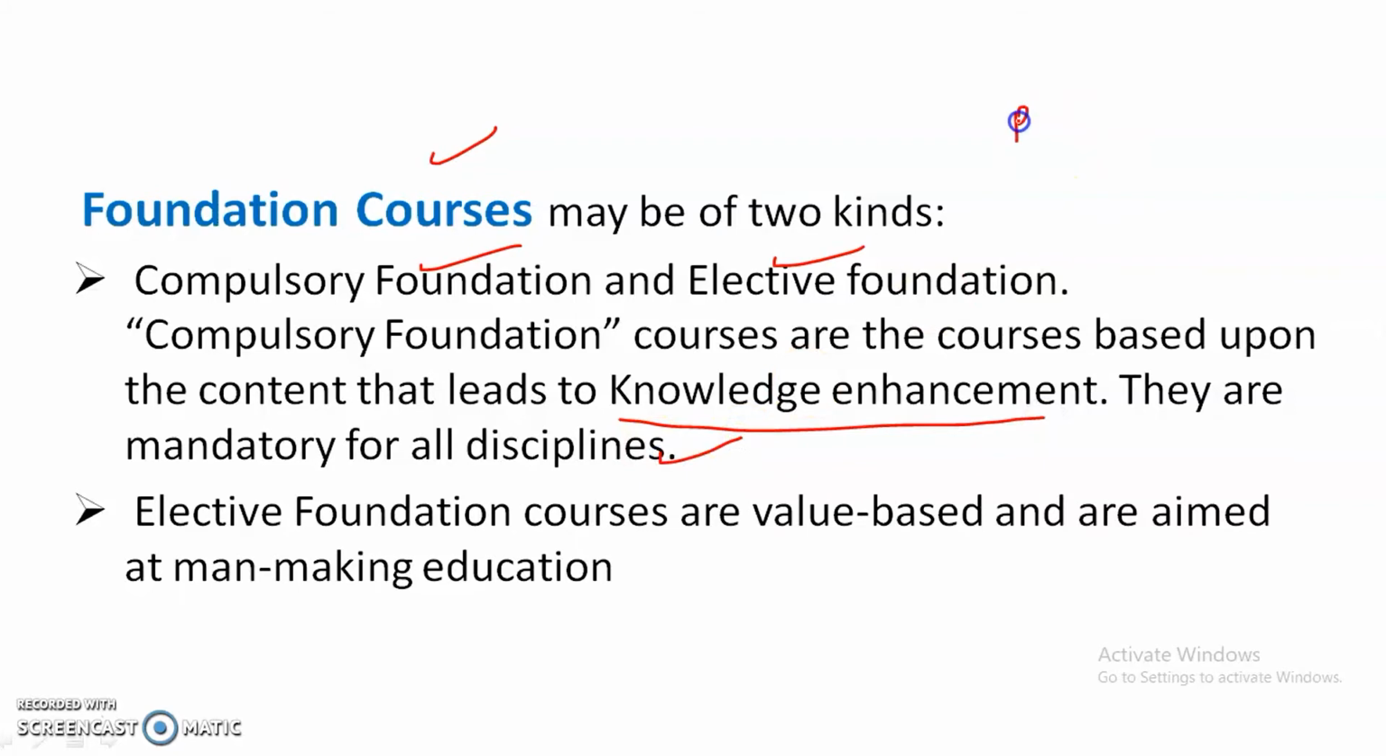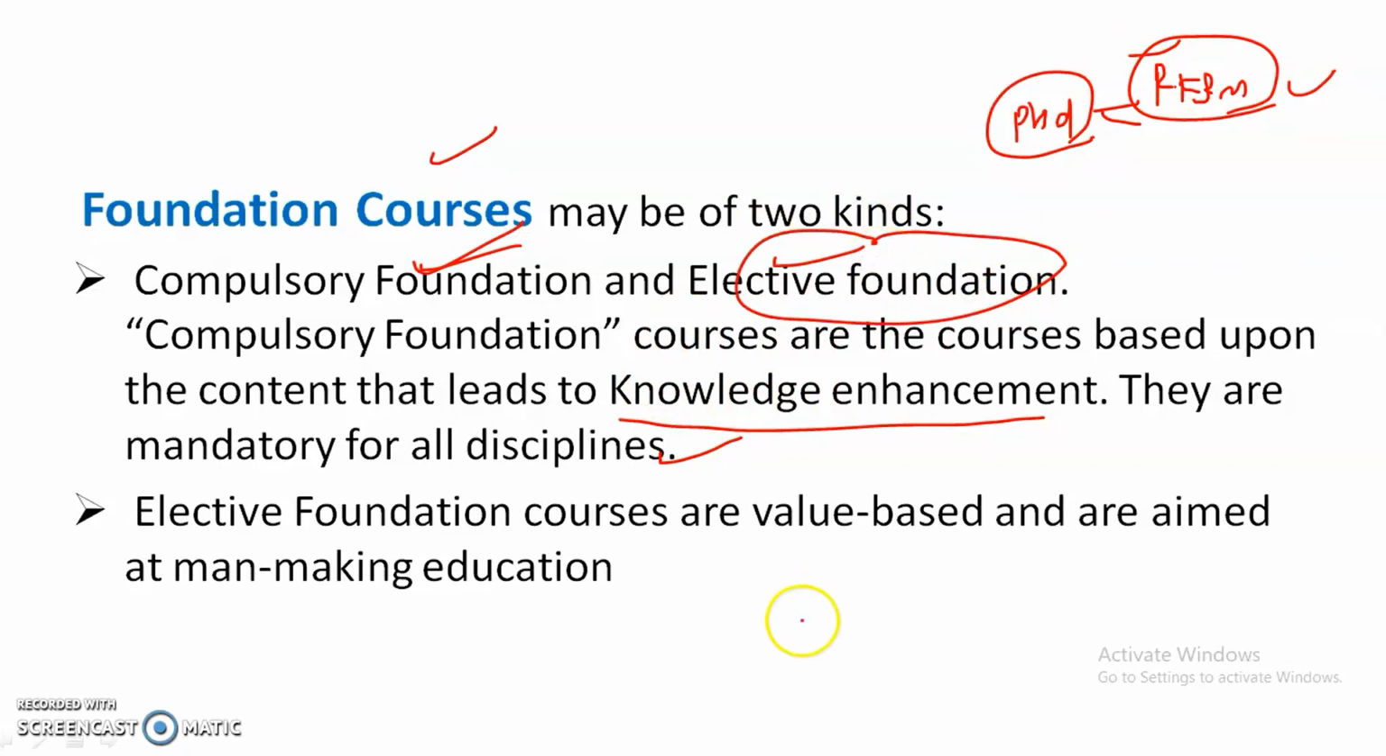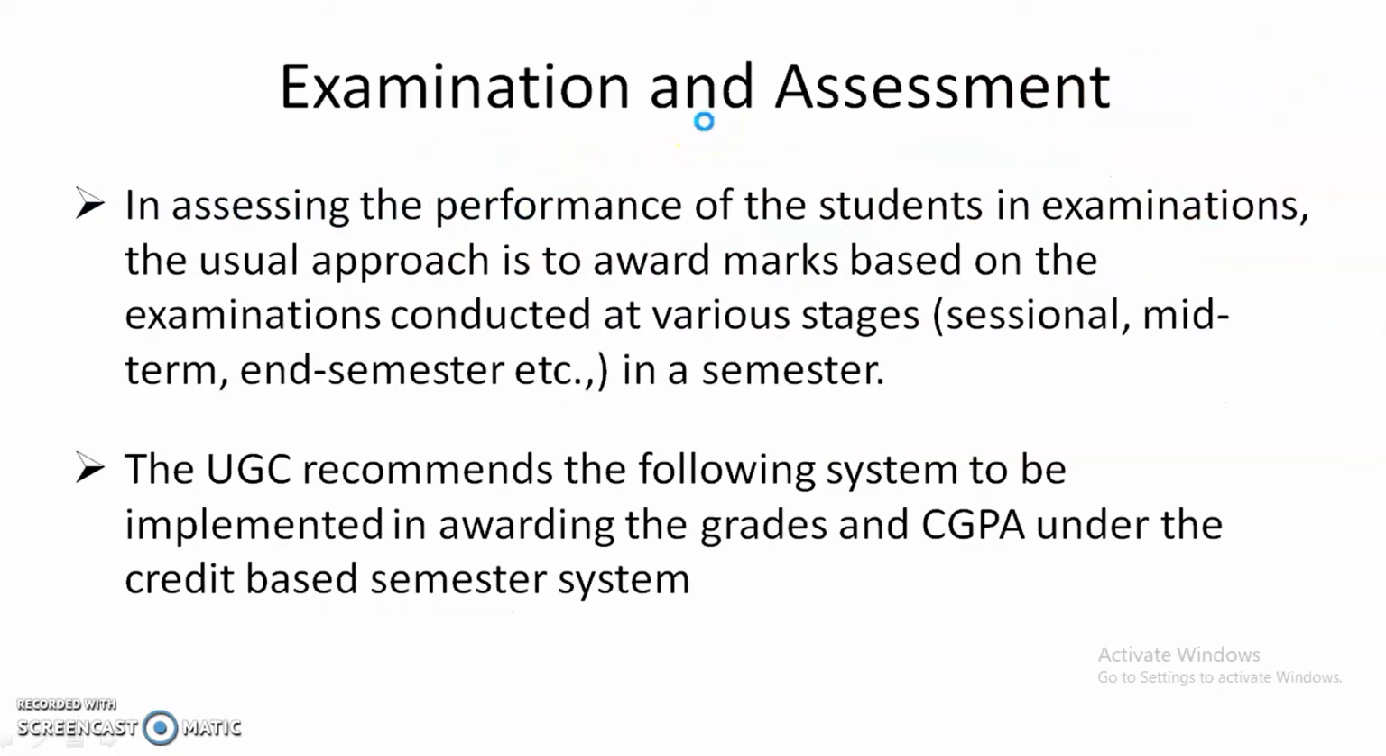Just like when coming to the PhD, whichever candidates want to register for the PhD, the subject of research ethics and research methodology is compulsory to all the candidates. That means it is a compulsory foundation subject, right? It is mandatory to all the disciplines. Coming to the elective foundation, it is value based and aims at man making education. That means if I am a student belonging to electronics, this subject must be mandatory, and I have to select some elective foundation based upon my research category or my discipline, right? So it comes under foundation course.